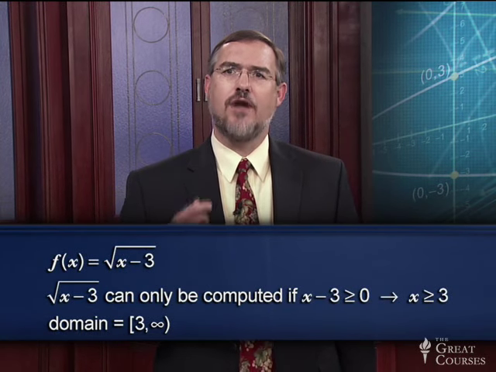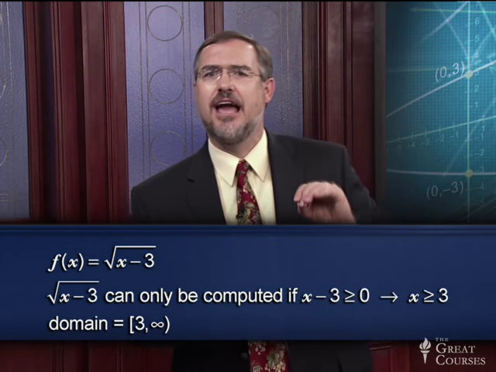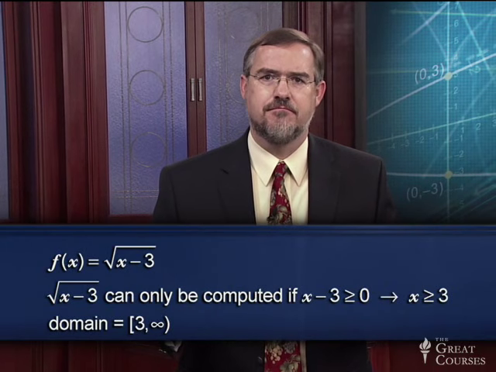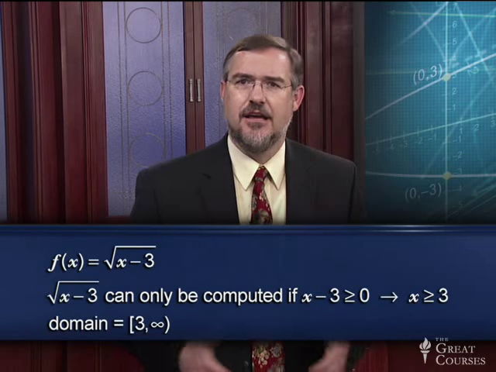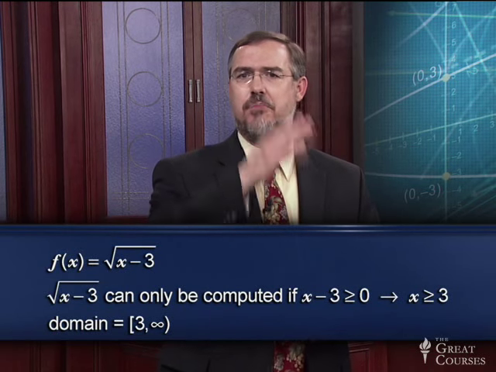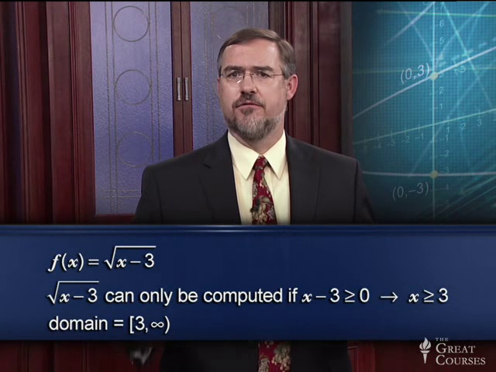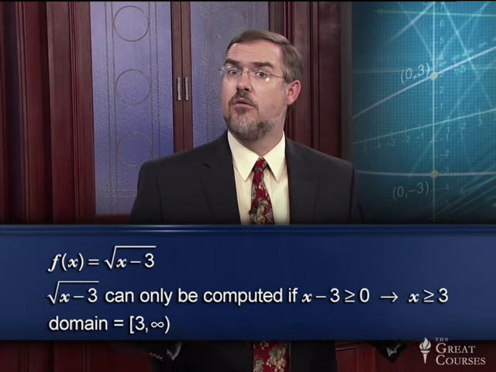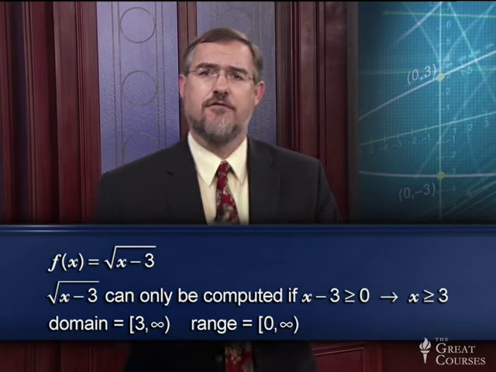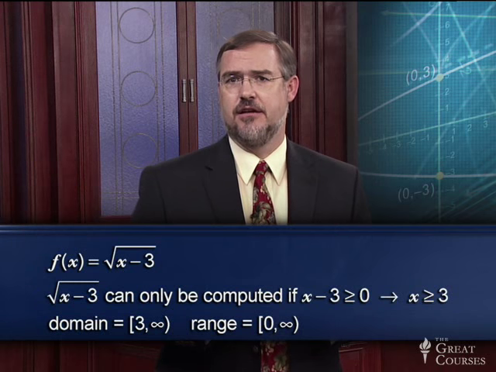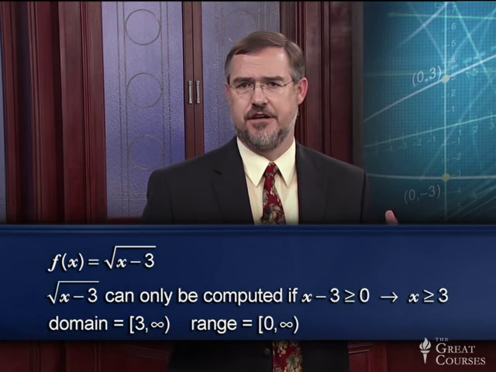Now, what about the range of the function? The range is trying to tell me what happens with the y values or the output values of the function. Well, you and I both know that the square root of anything is always going to be either 0 or positive. Square root of 0 is 0, square root of 1 is 1, square root of 4 is 2, and so on. What does that mean about the range? It means that the range is the set of all numbers from 0 to plus infinity. And I can write that as an interval, bracket 0, comma, infinity.